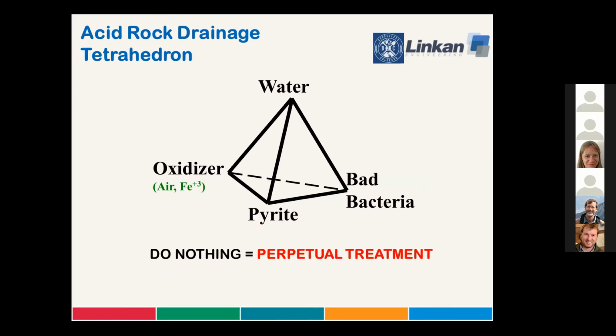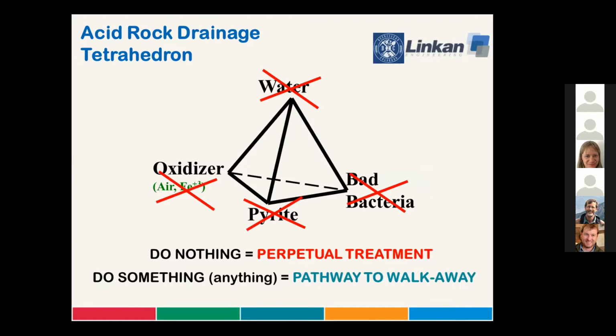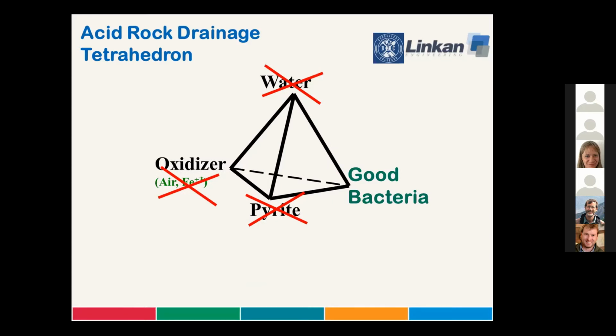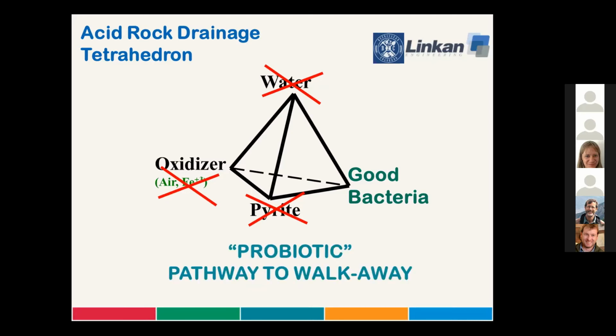But it's not enough to kill the bad bacteria. Just killing that bacteria leads to some short-term control, maybe on the order of months, but you need to do something else, something different, so that you can start getting towards a walk-away pathway. And so basically what you really need to do is replace the bad bacteria with good bacteria. With apologies to Jamie Lee Curtis and the folks who make Activia, I think this is kind of a probiotic pathway to walk away for perpetual ARD treatment.